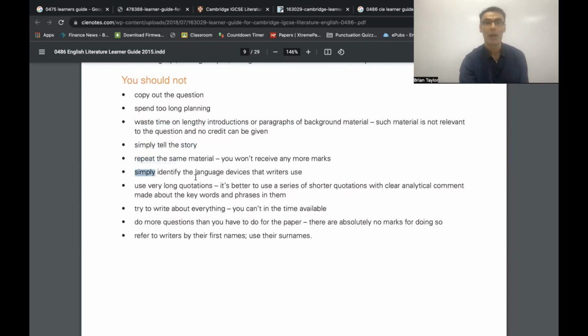Here, this means if you say this is personification, that's not enough. You've got to say what the personification is doing. What's the effect of the personification on the reader? Something like that. Don't use very long quotations. It's better to use a series of shorter quotations. There you go. Don't try to write about everything. They know it's not possible. And part of the skill is to pick out the key points that are going to support your argument. Okay. Good luck.